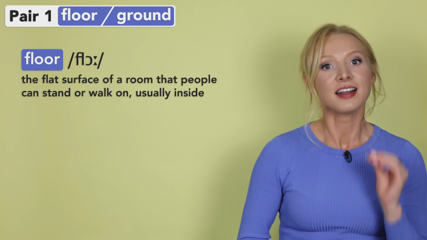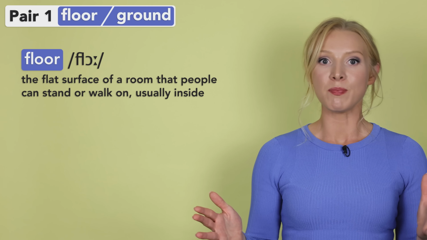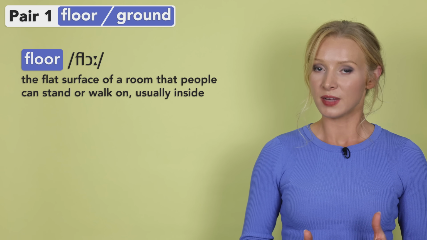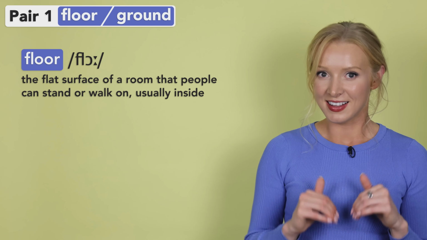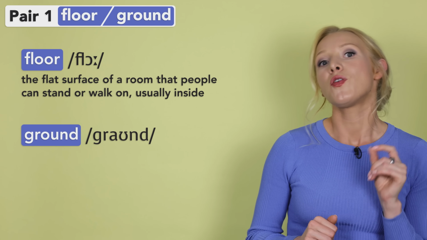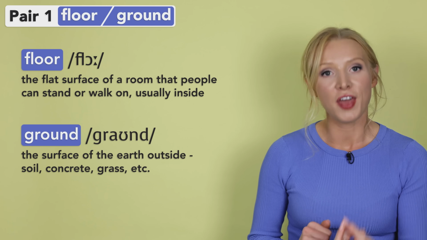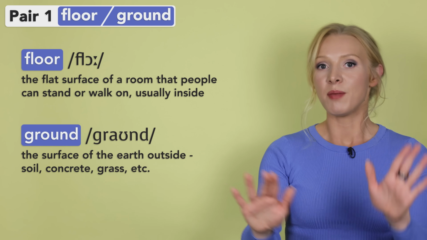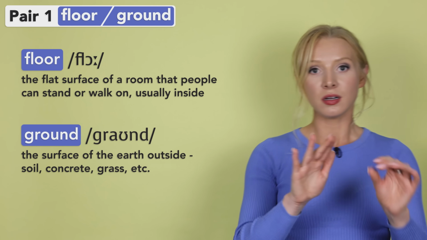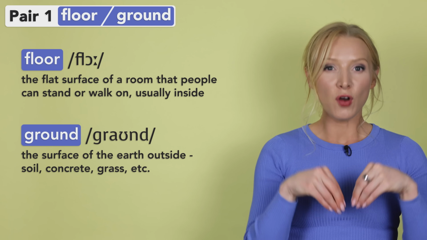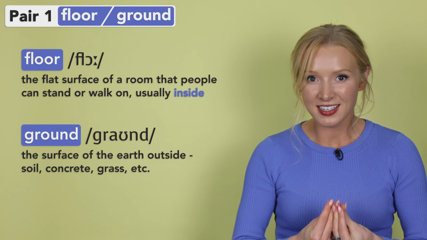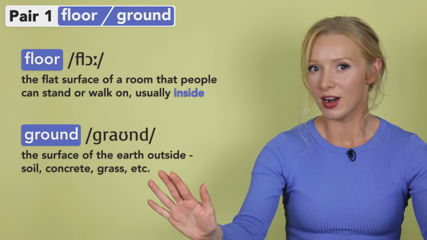Okay, pair number 1, the floor versus the ground. Let's clear any confusion once and for all. The floor refers to the flat surface of a room that people can stand or walk on. It is usually inside. The ground refers to the surface of the earth outside. It might be soil, concrete, grass, and so on. Floor, generally inside. Ground, generally outside.